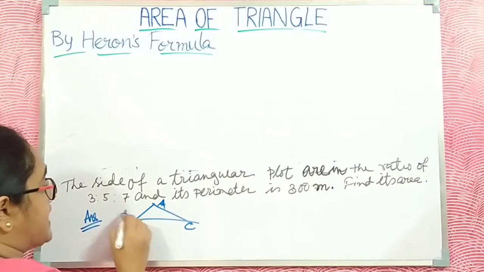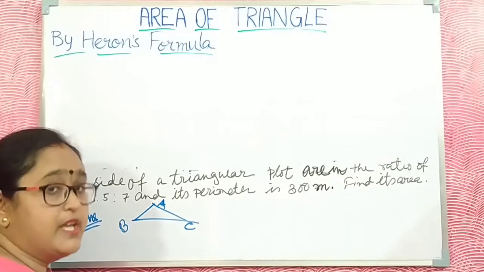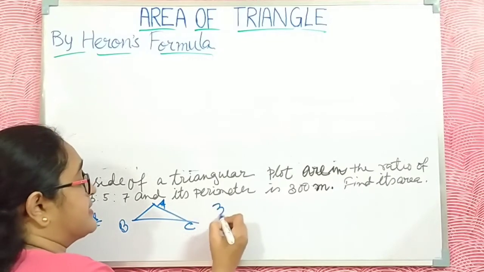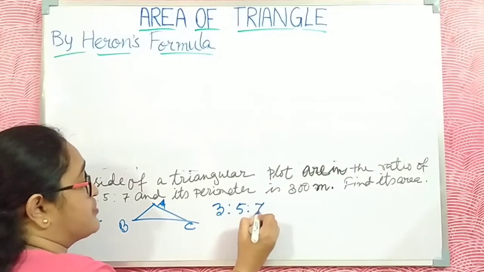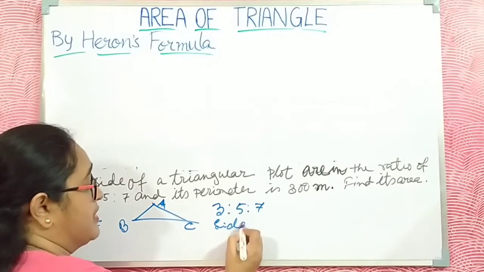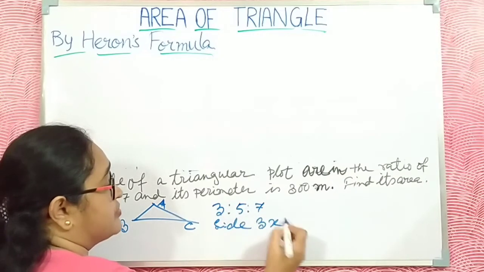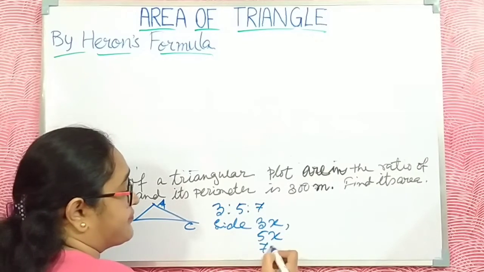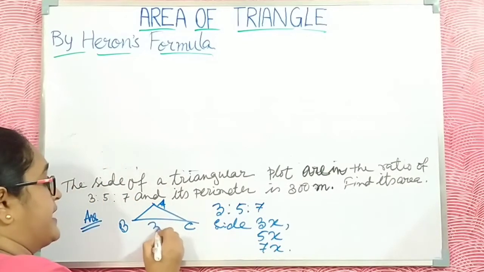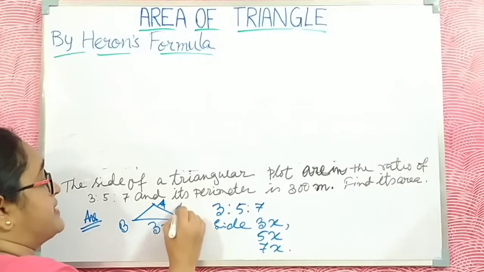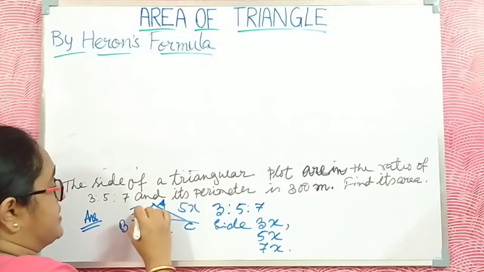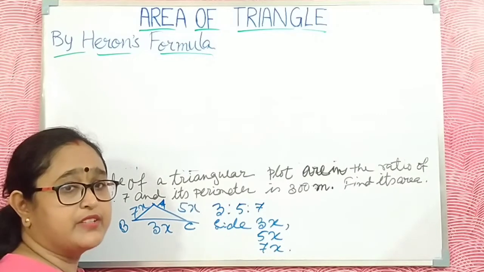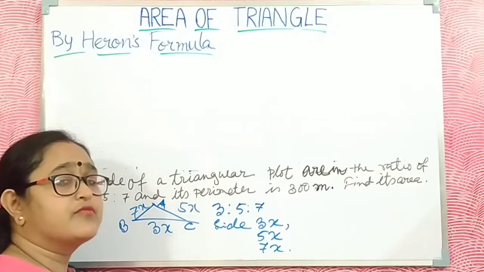The ratio of the sides is 3:5:7. Then the sides become, when you convert the ratio to numbers, you take a constant term. This is 3x. I take here 3x, 5x and 7x. The sides become like this. Then you find the x, then you multiply it by this, then you get the sides.